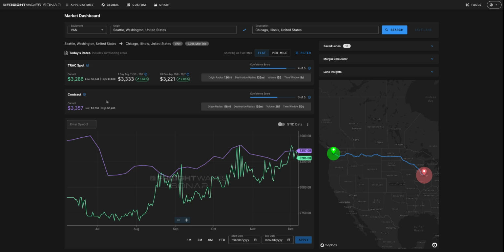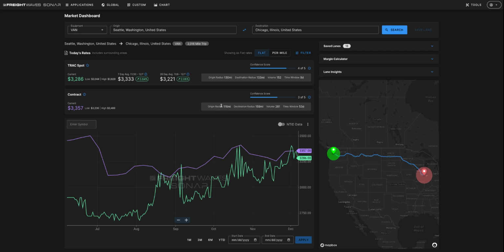Below that, you'll see the contract rates. These are coming from a freight payment processing company, and these are updated on a weekly basis. So they're only updated on Monday mornings. So if you search the same lane every single day, the rates will not change. You can see the current low and high as well for the contract rates. And then we also have that confidence score. So the confidence score, again, the higher it is, the more confident and less volatile that lane is. The lower the number, the more volatile and the less confident we are in that specific rate.